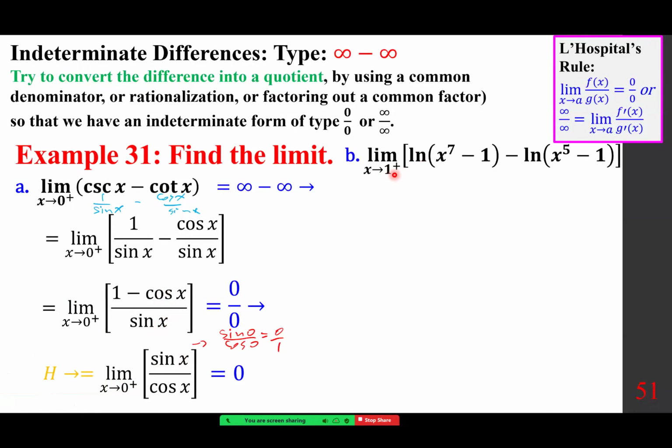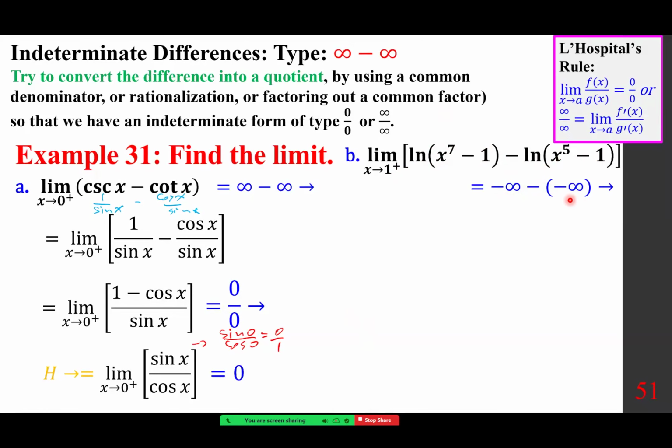The limit as x approaches 1 from the right of ln of x to the power of 7 minus 1 minus ln of x to the power of 5 minus 1. So if you plug in 1, you get ln of 0. Of course, it's from the right. That means ln of 0 from the right. Remember I gave you the graph. This is negative infinity. Same thing happens here. Negative infinity with the negative in front. Minus infinity minus negative infinity. So it's minus infinity plus infinity, or infinity minus infinity.